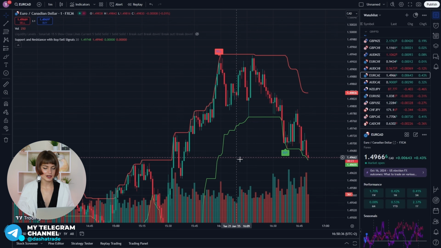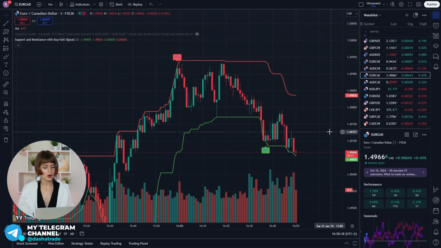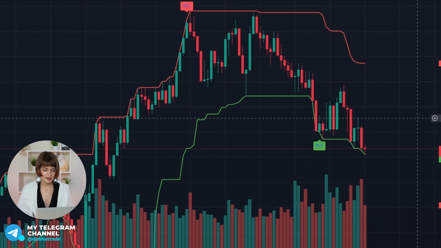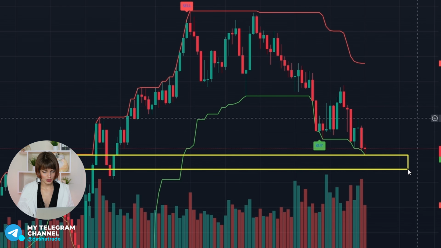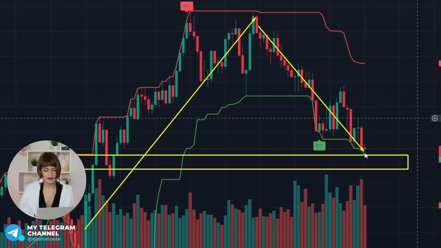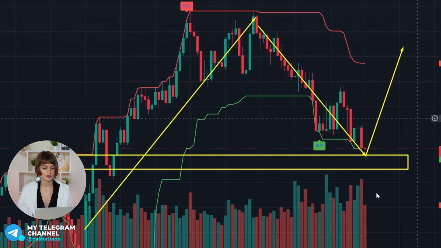And if I zoom the chart out, I can also see that we have a local resistance level that has already been broken through once. However, the price has returned to it. This phenomenon is called a level retest, and most often after that the price continues to move upward.